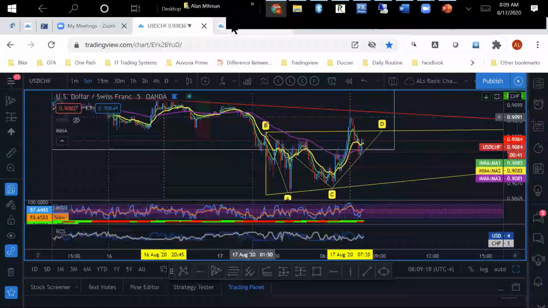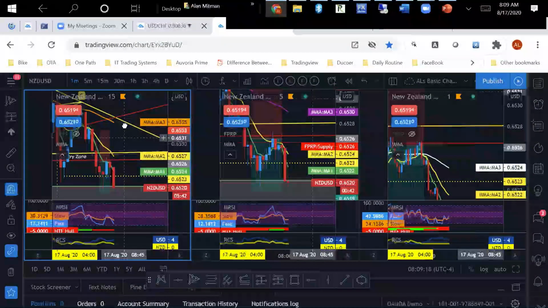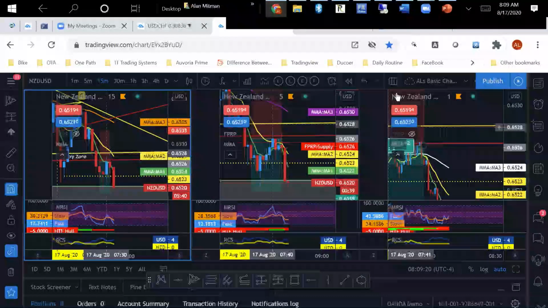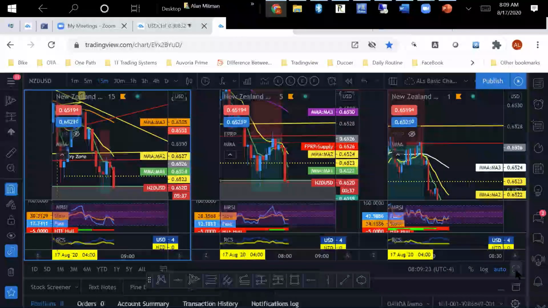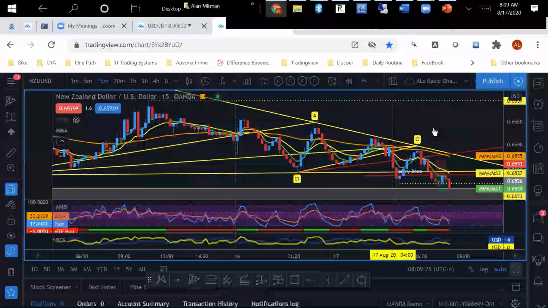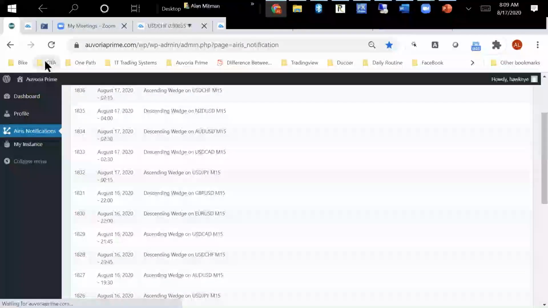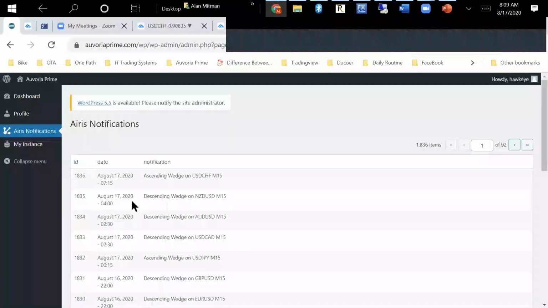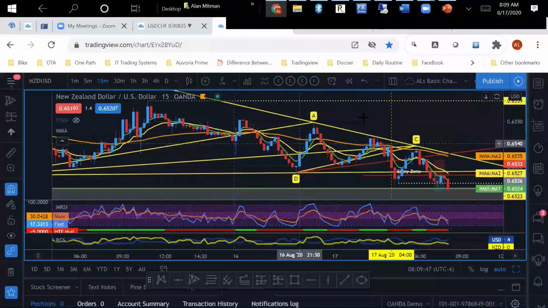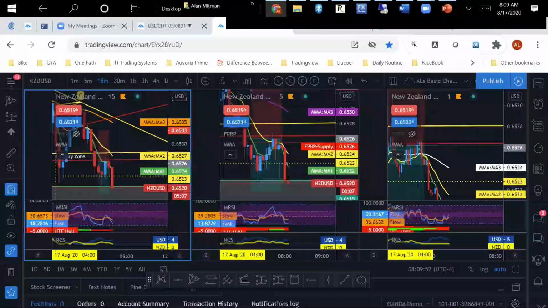On the other hand, on New Zealand, that's a little different ball game. Let me see where we had the alert at. We had the alert at 4 o'clock in the morning. Let's see, where do I draw this thing? Get my 15-minute chart up here.